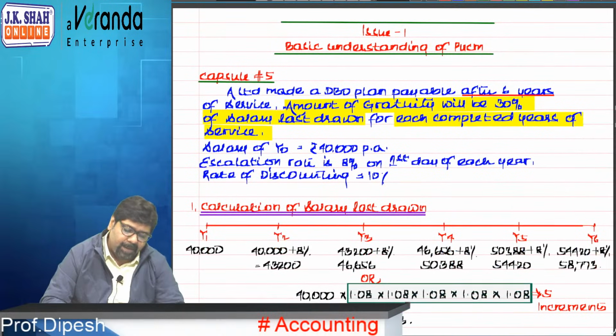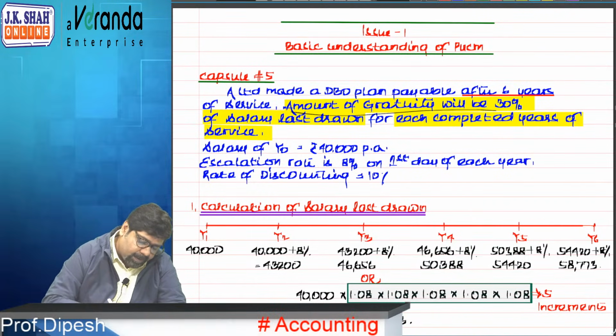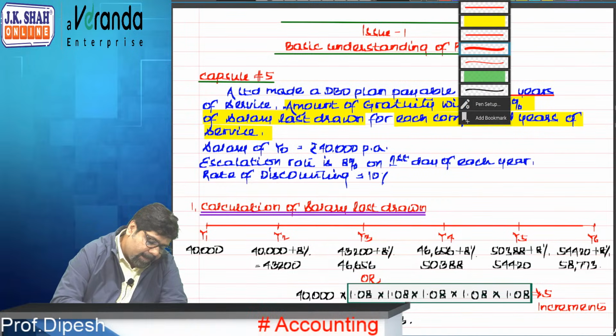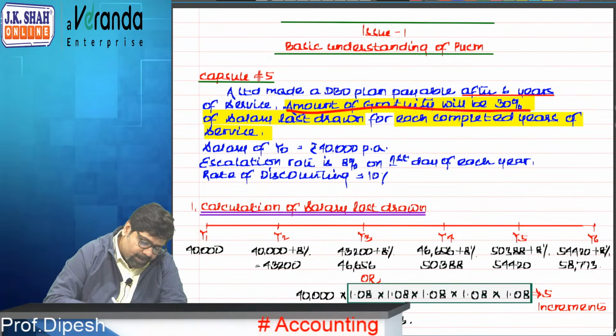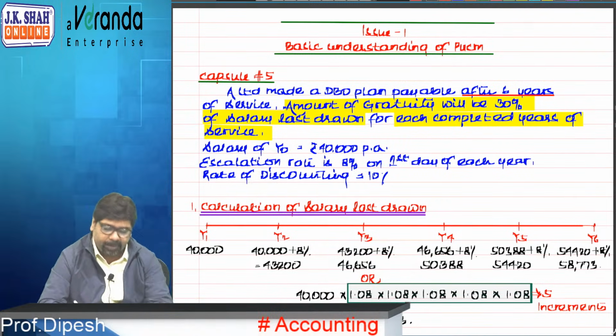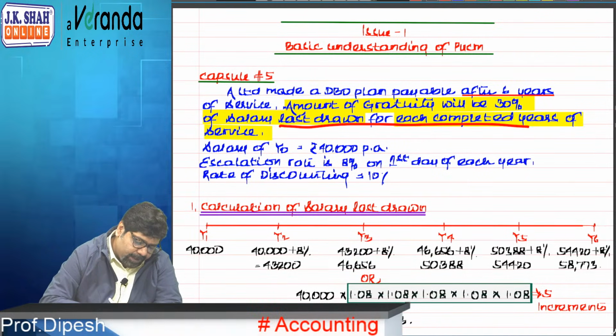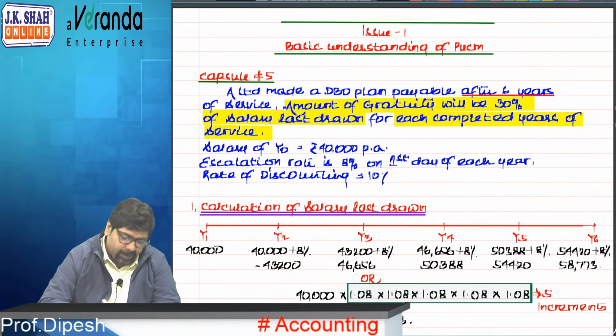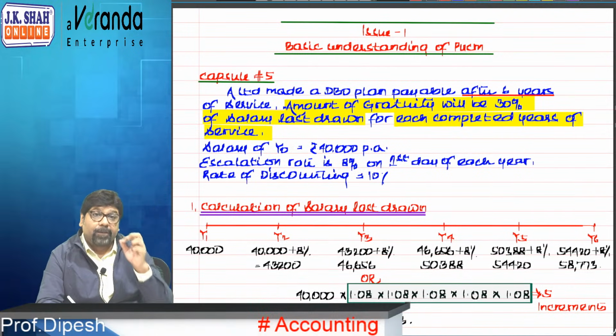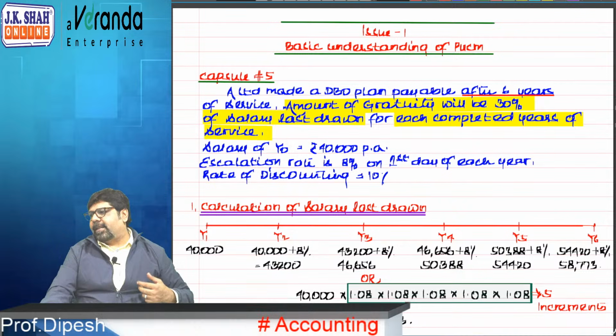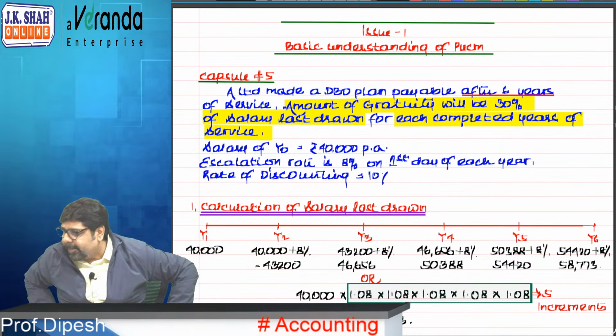understand. A Limited made a DBO plan payable after 6 years of service. Amount of gratuity will be 30% of salary last drawn for each completed year of service. So, what is the amount which you are supposed to pay?